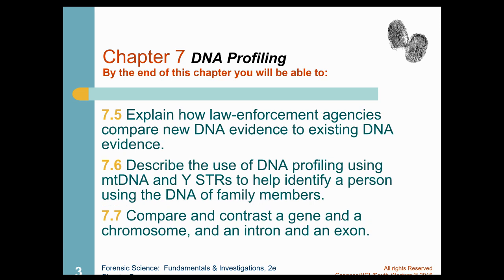And how do law enforcement agencies compare new DNA evidence to existing DNA evidence? So then this is a great way for law enforcement agencies to connect crimes. And the use of DNA profiling using mtDNA, what this stands for, mitochondrial DNA, and Y STRs. And this has to do with family members because mitochondrial DNA is inherited through the mother, and your Y STRs are inherited through the father between the X and the Y chromosomes. And we're going to be able to compare and contrast a gene, chromosome, intron, and exon.